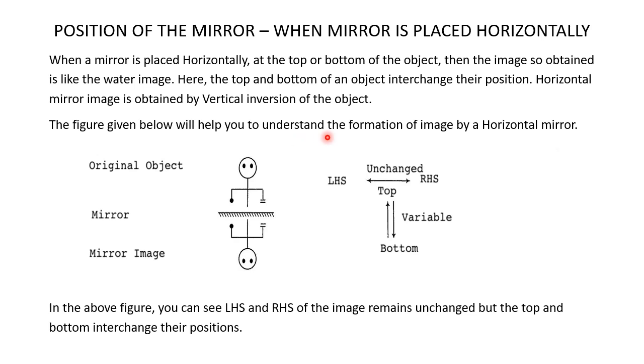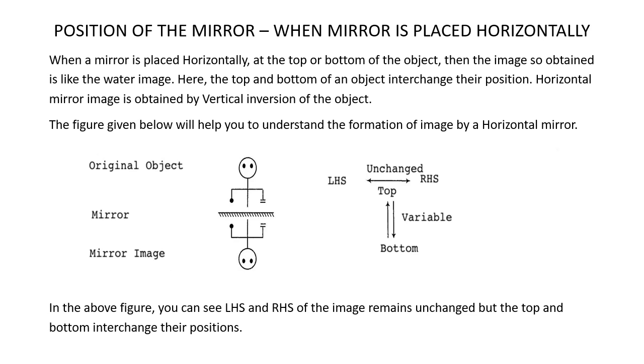Now let's try to understand the formation of the image by a horizontal mirror with the help of this figure. So here this is the object, this is the mirror which is placed horizontally, and this is the mirror image of the object. So clearly here you can see that the top and the bottom parts of the object have interchanged their positions and have become the bottom and top parts of the mirror image respectively. That is, the top part of the object becomes the bottom part of the mirror image. The bottom part of the object appears as the top part of the mirror image.